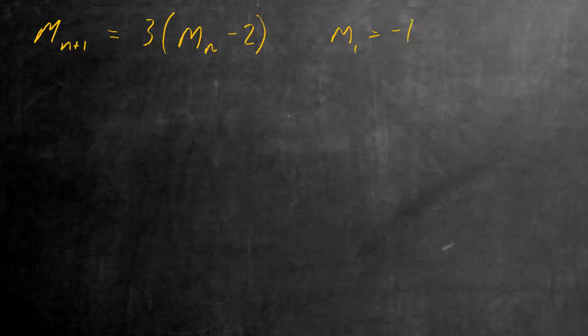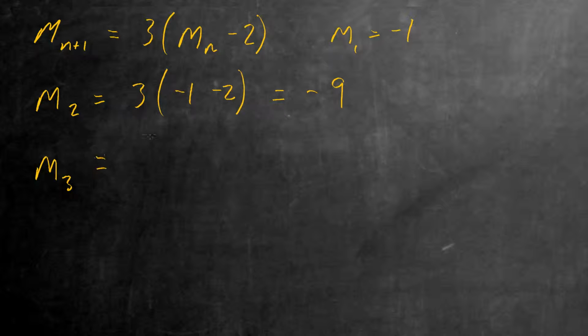m(n plus 1), so the next term is equal to 3 times the term before it minus 2. And if our first term is negative 1, we just put that there. So m2 is equal to 3 times negative 1 minus 2 equals negative 9. m3, now we can start seeing the pattern. 3 times negative 9 minus 2 is negative 33.